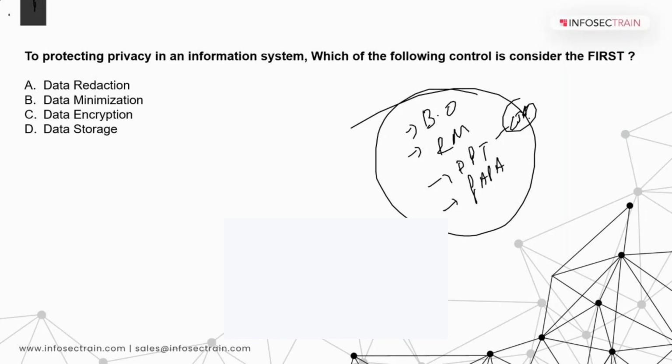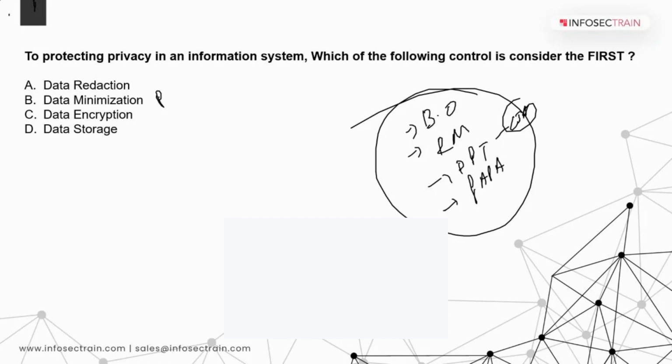To protect privacy in an information system, which of the following controls is considered the first? Okay, so data reduction. What is the meaning of reduction? Reduction is nothing, you can say you are going to edit, or a new version of something, right? Okay, so this is not the first.